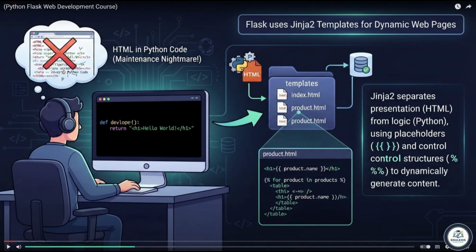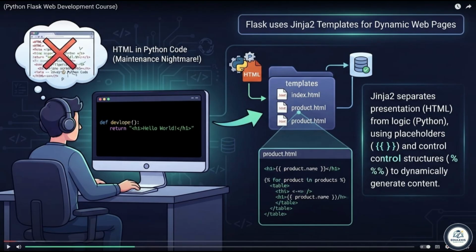This is where templates come in. Flask uses a templating engine called Jinja 2. Instead of writing HTML strings inside your Python code, which would be a maintenance nightmare, you create separate .html files in a folder named templates.